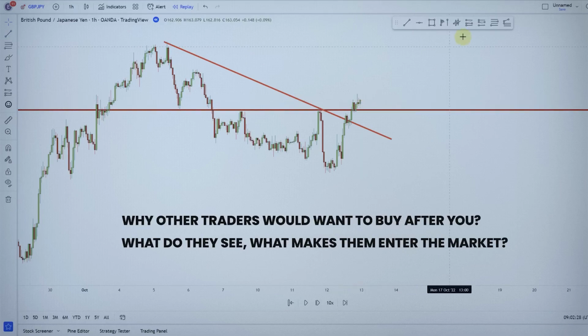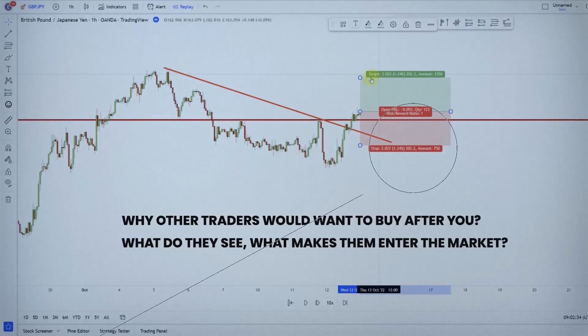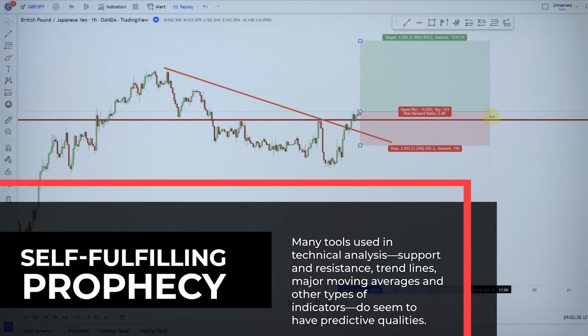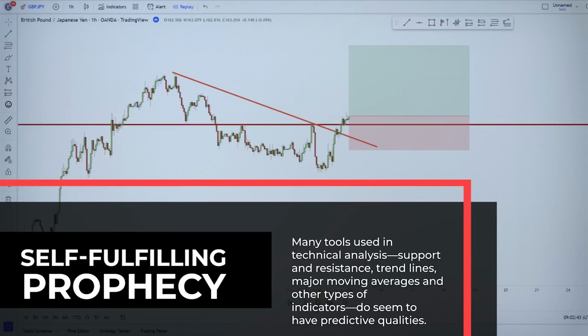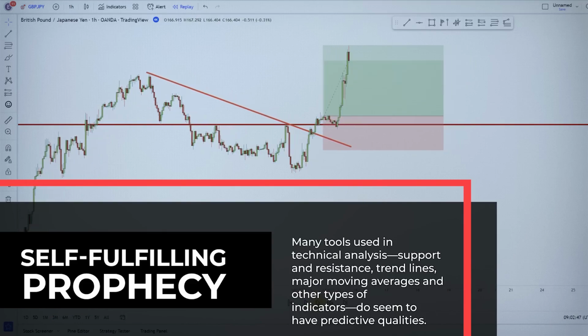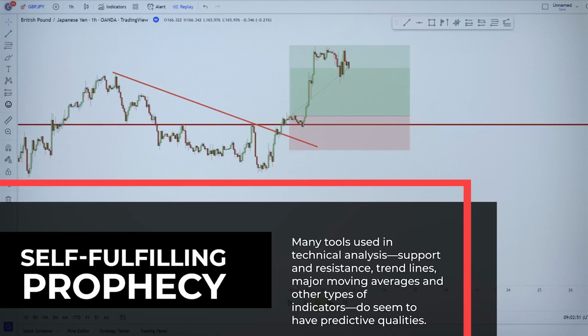One of the key reasons that many aspects of technical analysis often seem to work has to do with self-fulfilling prophecy. The tools used in technical analysis, such as support and resistance, trend lines, major moving averages, and other types of indicators, do seem to have predictive qualities. Often, the price of a market does move in the direction foretold by these indicators.